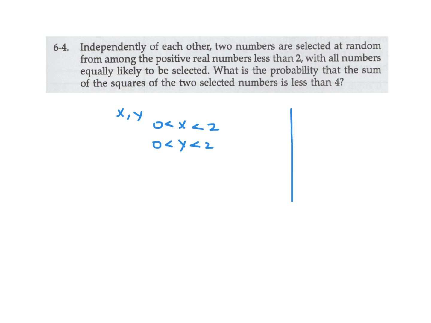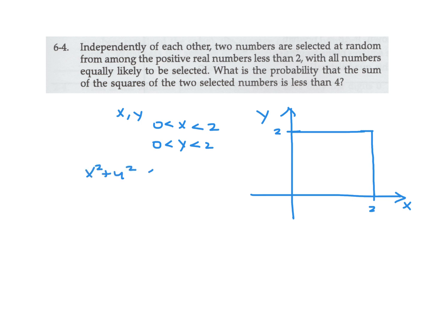Okay, so let's draw this on a coordinate axes. Here's your x, here's your y, and let's say that's 2, that's 2. So all values of x and all values of y fit into that box. Then they also want the sum of the squares, so that would be x^2 + y^2 to be less than 4.